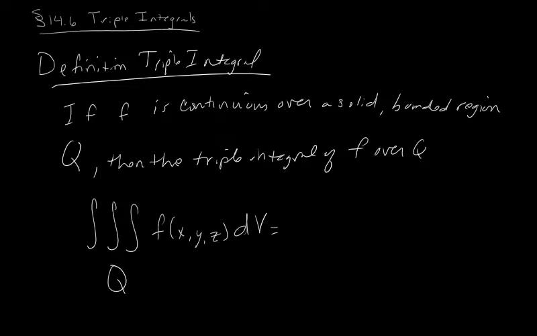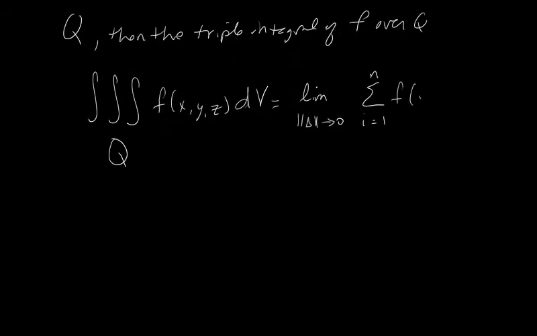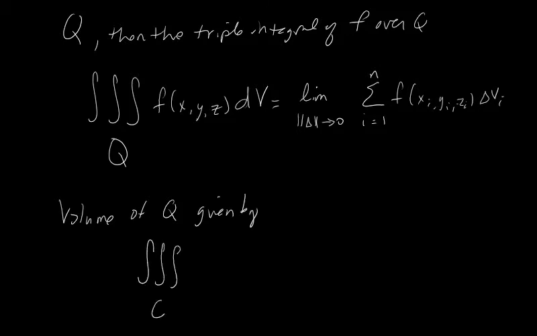to be equal to the limit as the norm goes to 0 of the sum from i equals 1 to n of f of x sub i, y sub i, z sub i, delta V sub i. Of course, that is provided that this limit exists, and the volume of the solid region Q is given by the triple integral over Q dV.